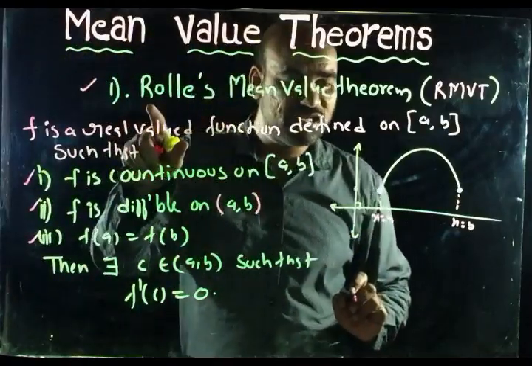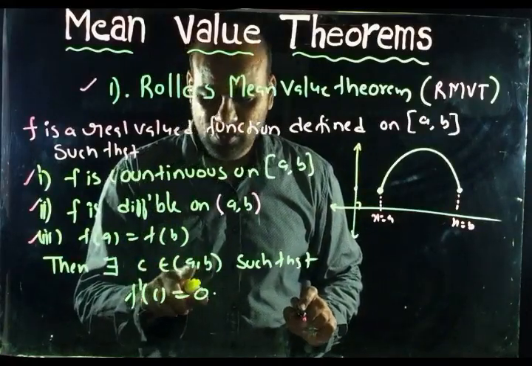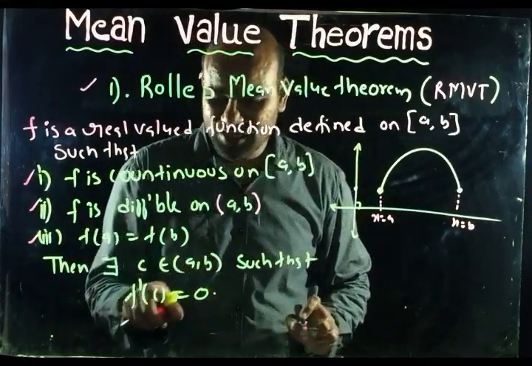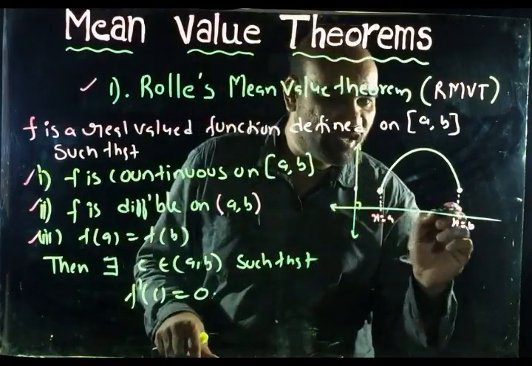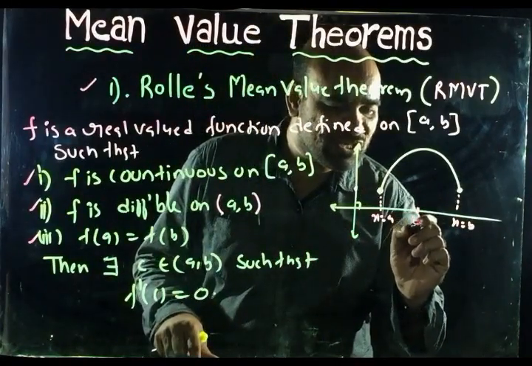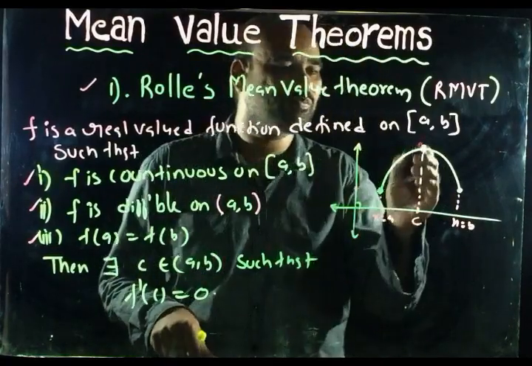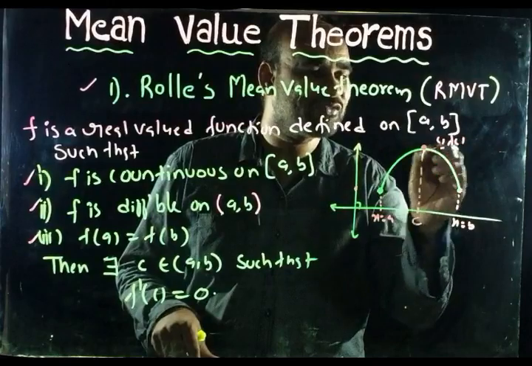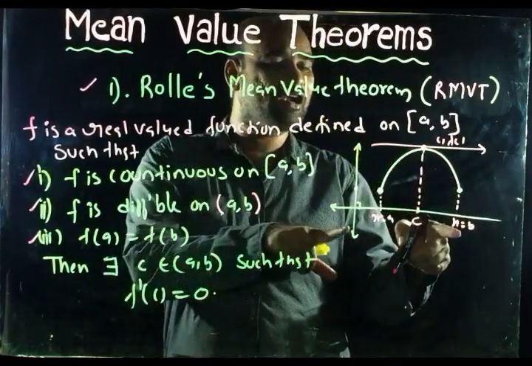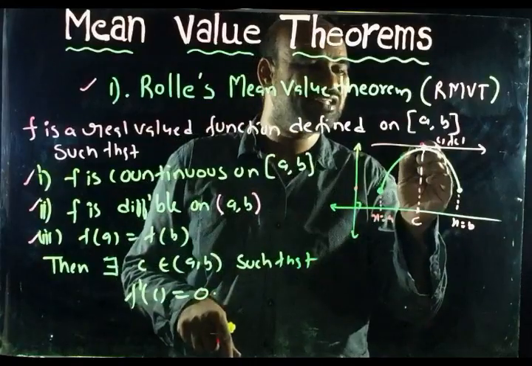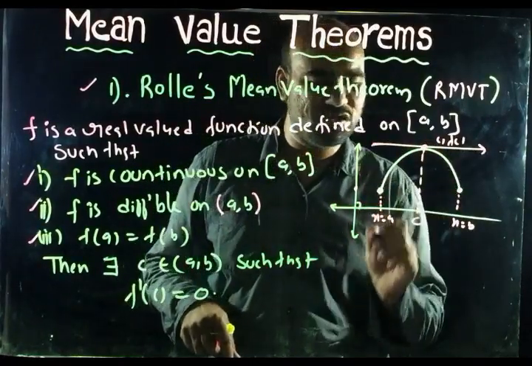According to Rolle's theorem, there exists at least one c belonging to (a, b) such that f'(c) equal to 0. This means in between a and b there exists at least one c. Thus this point becomes (c, f(c)). At that point, if you draw a tangent, the tangent is parallel to the x-axis. That means f'(c) equal to 0; the slope of this tangent equals 0.